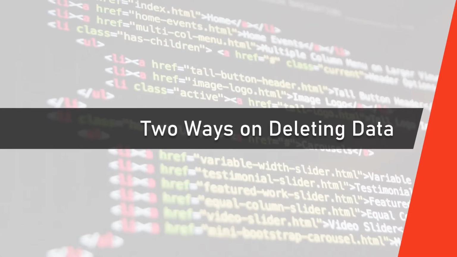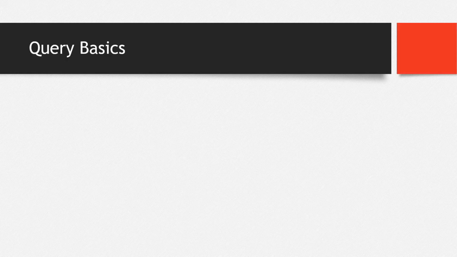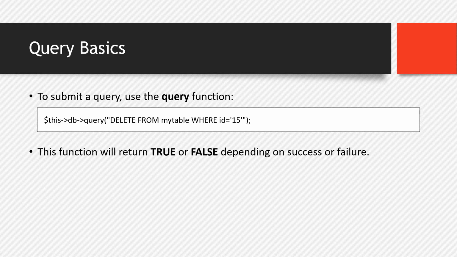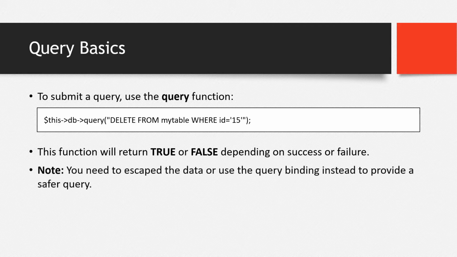Okay, now let's try to talk muna about the two ways of deleting data. So let's start with the query basics. Okay, to submit a query, use the query function. So we use here yung query function and specify here yung delete statement natin. Query statement: delete from my table name where ID equals 15. So it will delete the record with an ID of 15. Okay, so this function will return true or false depending on the success or failure. Note, you need to escape the data or use a query binding instead to provide a safer query.